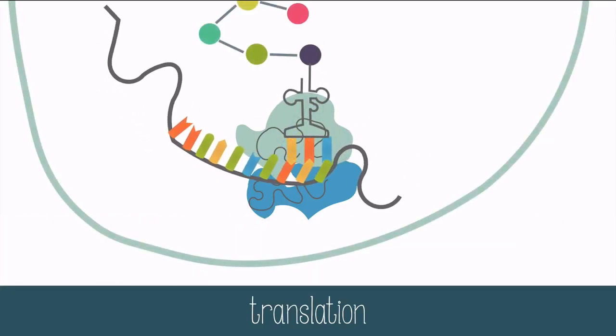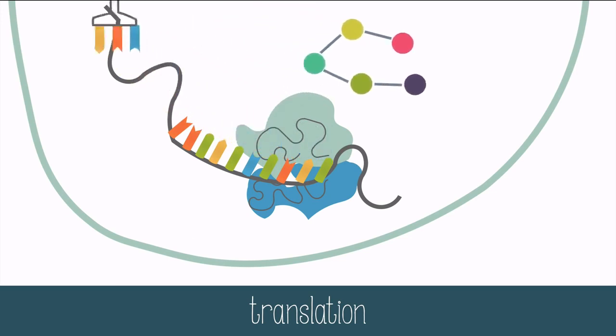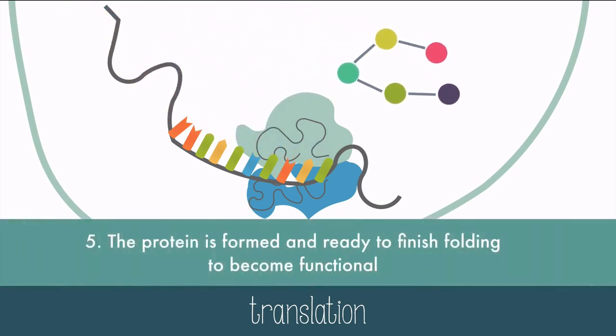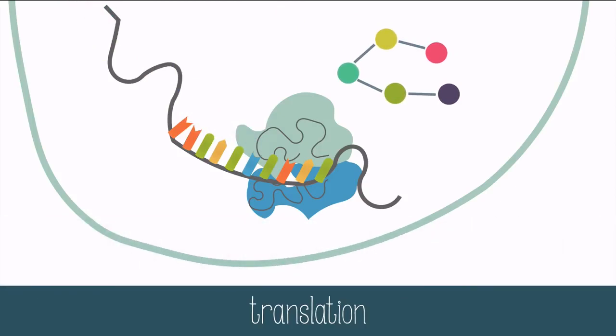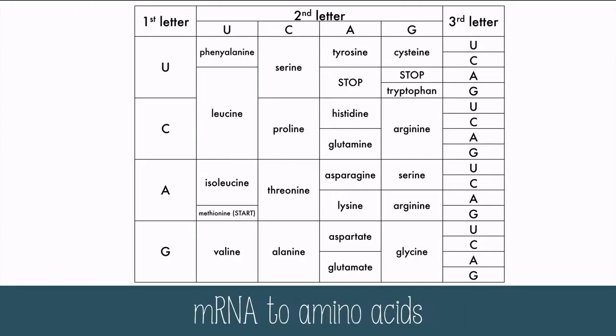Once the stop codon is read, the protein is formed and ready to finish folding to become functional. And that's the end of protein synthesis. Now, we can figure out the sequence of amino acids using the mRNA and amino acid chart like this one.